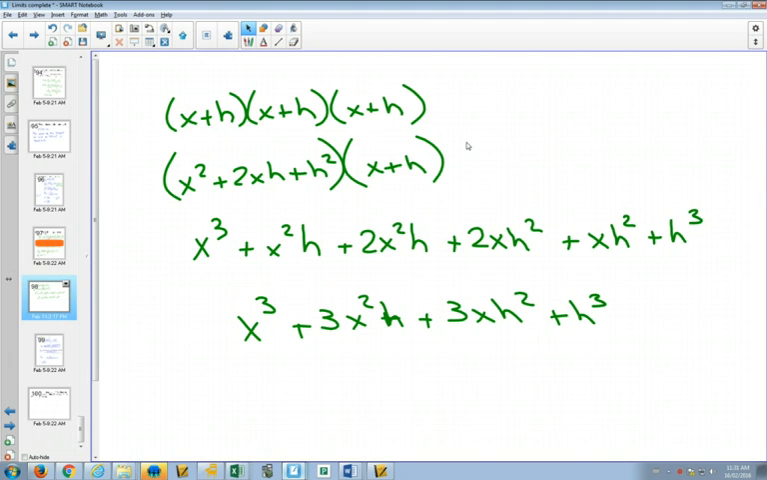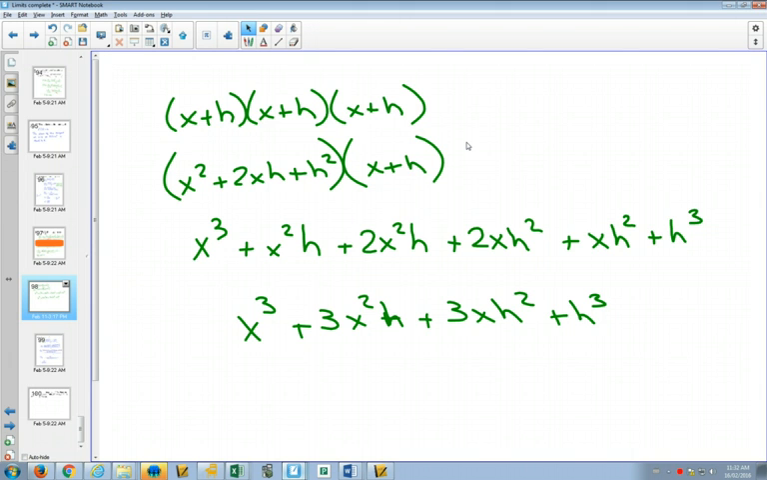So if you want to see if you expanded the x plus h cubed correctly, here you have x plus h, x plus h, x plus h. So you'd multiply two of them together first and get x squared plus 2xh plus h squared. And then distribute that again. Combine all your like terms and you'll get x cubed plus 3x squared h plus 3xh squared plus h cubed.